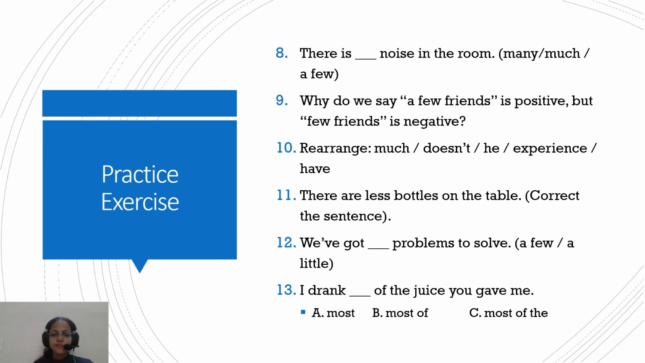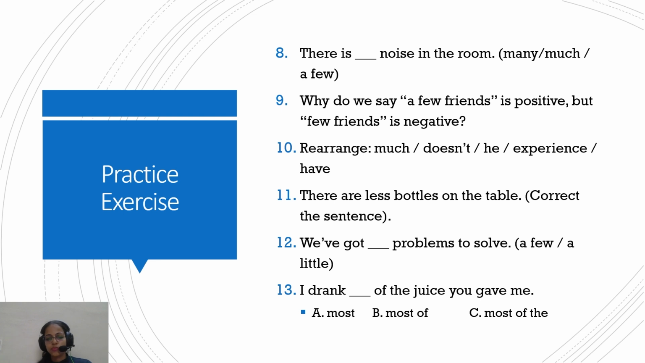So I'll move ahead. Rearrange. 10th question. Much doesn't he experience have? He doesn't have much experience. Experience here is uncountable. So we say much experience. There are less bottles on the table. Correct the sentence. So there are bottles again. It's a countable noun. So we will say there are few bottles on the table.